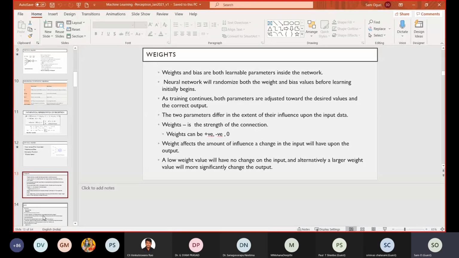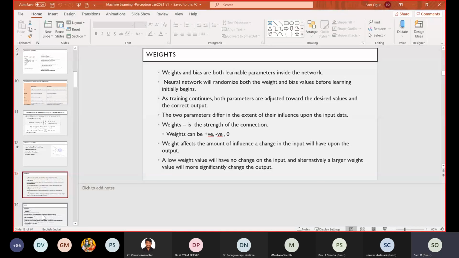As the training continues, both parameters, the weights and the bias, are adjusted towards the desired value and the corrected input. The two parameters, the weights and the bias, differ in the extent of their influence on the input data. So it all depends upon the input data. And the weights are also called the strength of the connection.